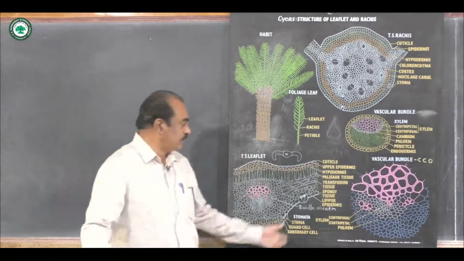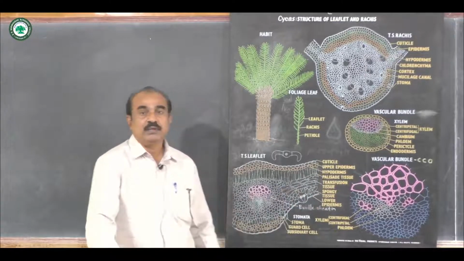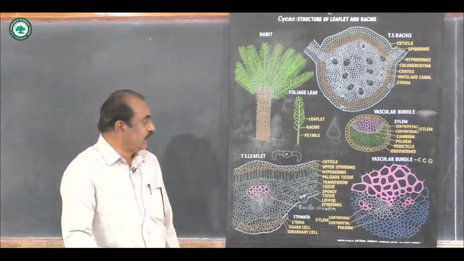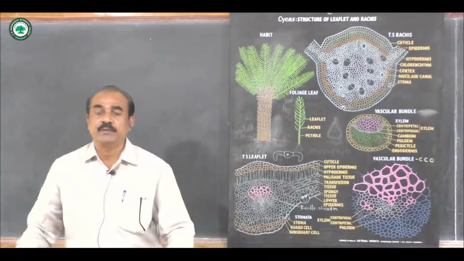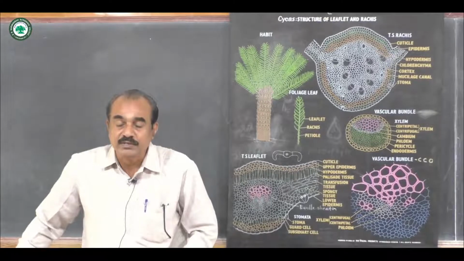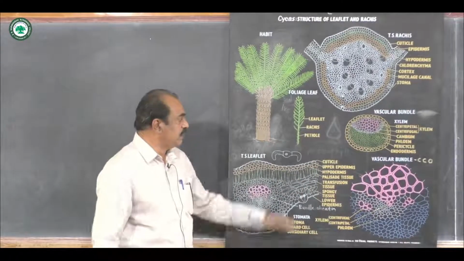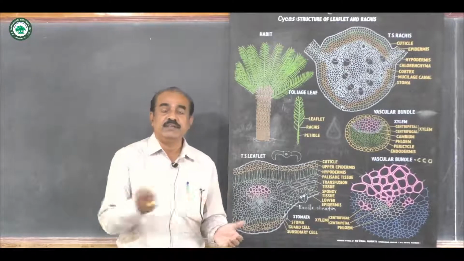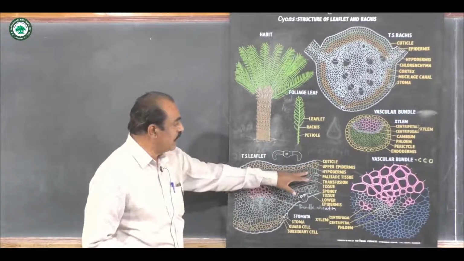Now, just above the lower epidermis, there is another kind of mesophyll tissue, and it is called the spongy tissue. So, this is the spongy tissue. It also performs the function of photosynthesis, and it also stores food material. Now, this is about the mesophyll tissue. But just below the upper epidermis, there is another layer, and that layer is called the hypodermis. So, this is the hypodermis.